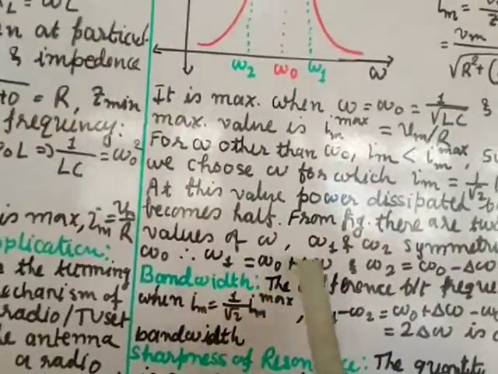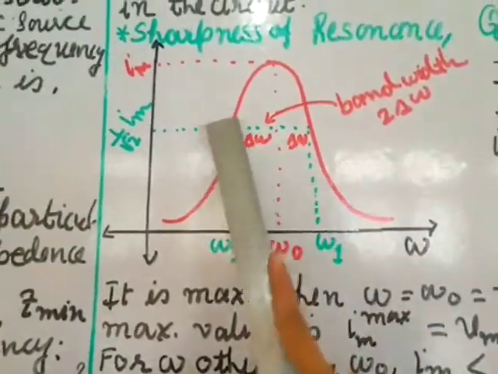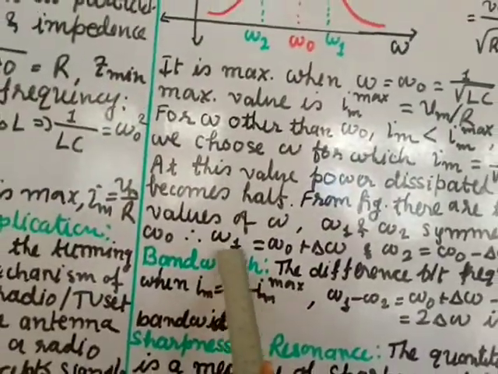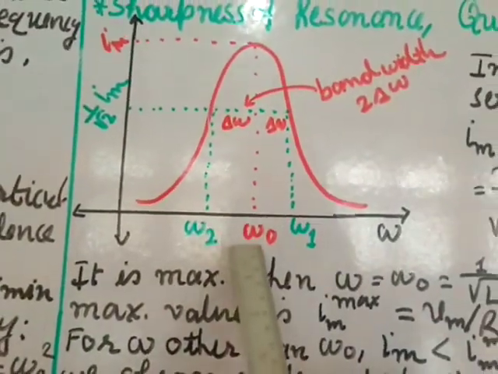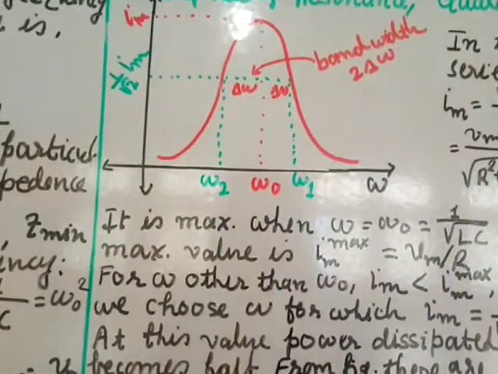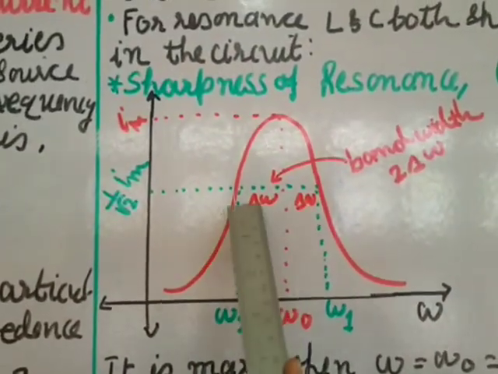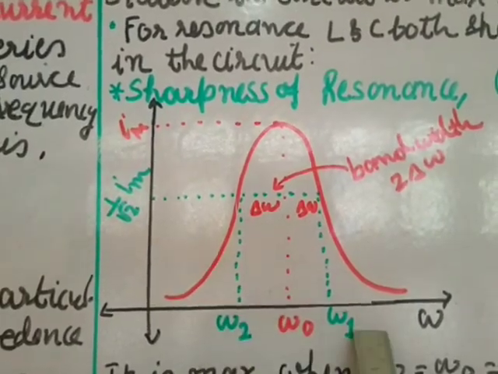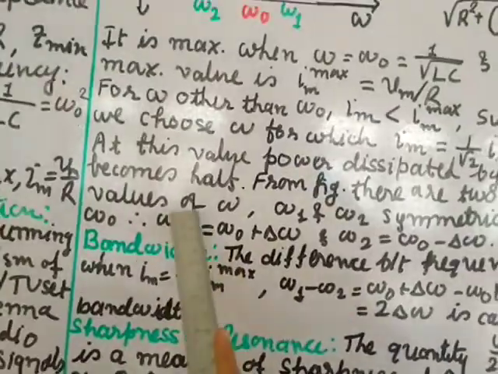Then I have selected omega 1 and omega 2. Omega 1 is here, omega 2 is here. So omega 1 is equal to omega naught plus delta omega, and this one is omega naught minus delta omega, which is equal to omega 2. And this one is omega 1 equal to omega naught plus delta omega. That's what I have written here.